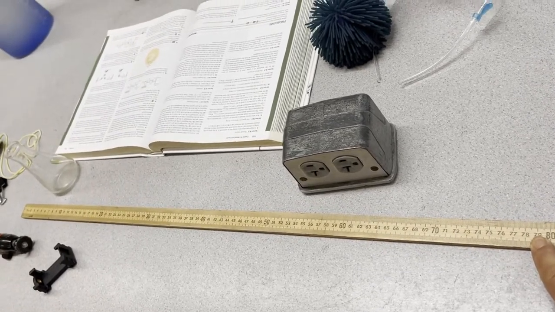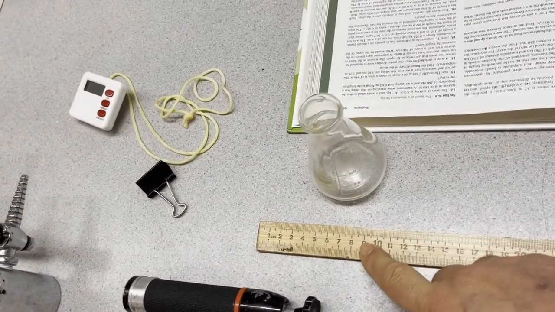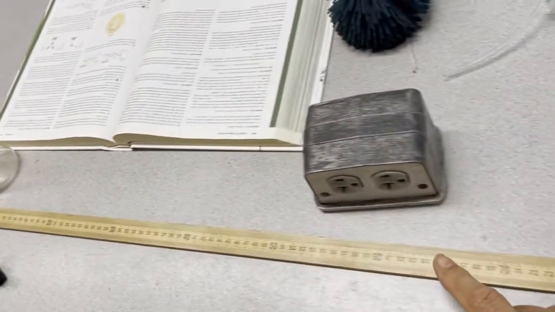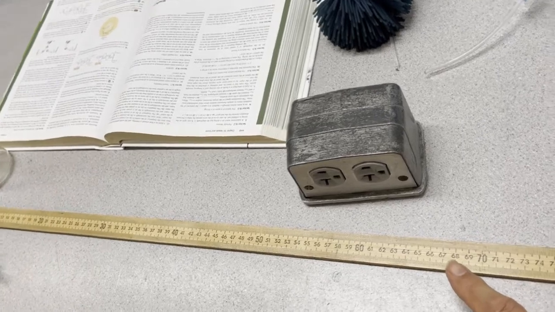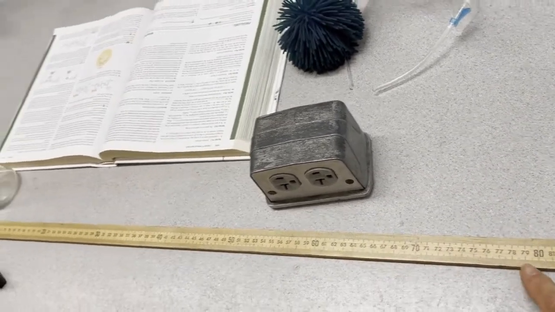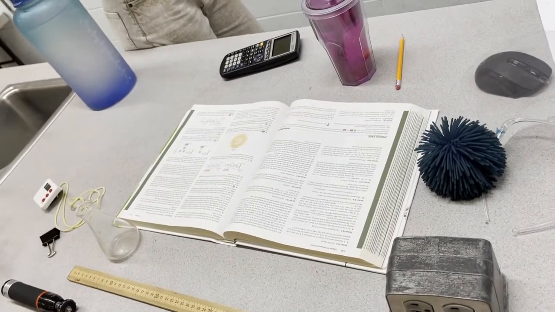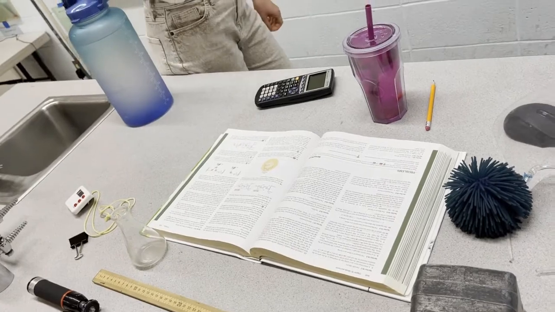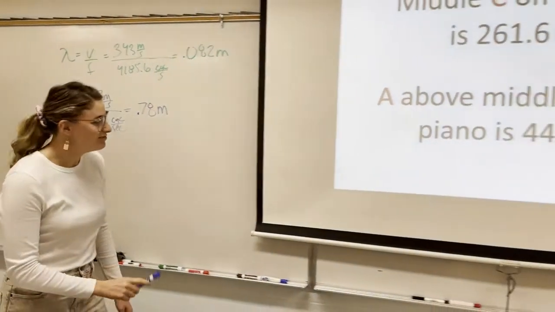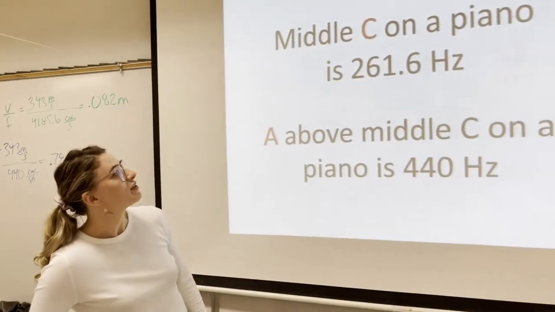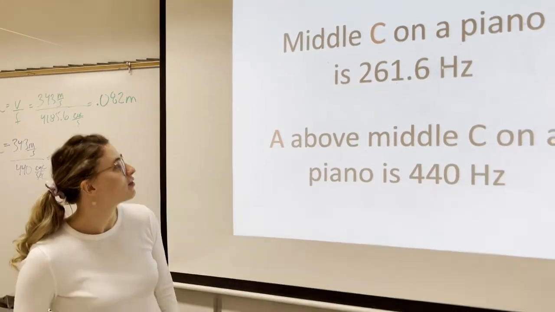So the higher frequency, shorter wavelength, the highest one on the piano, was 0.082 meters long. And then the A above middle C is 0.78. So that's 8 centimeters versus 78 centimeters. Now, if you guys want to get fancy, see if you can calculate the wavelength for a middle C. Okay, go ahead and do it.